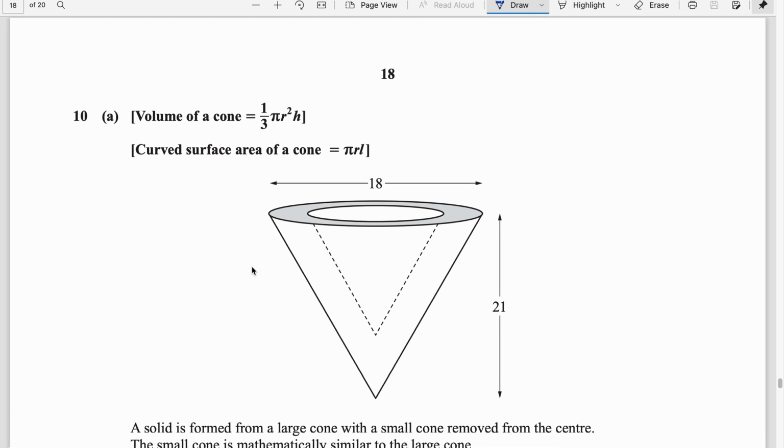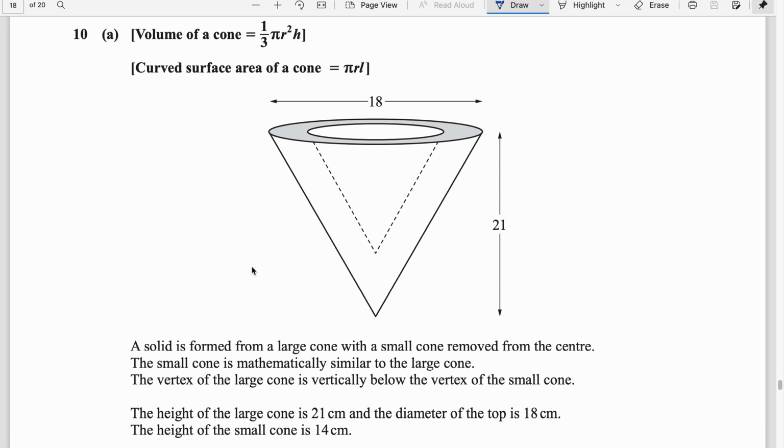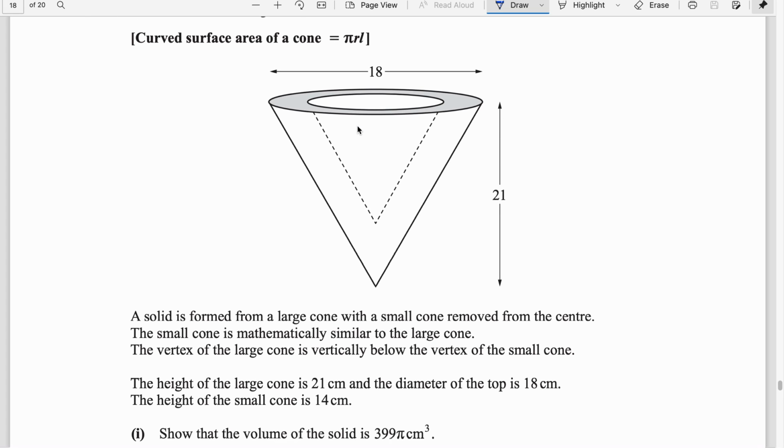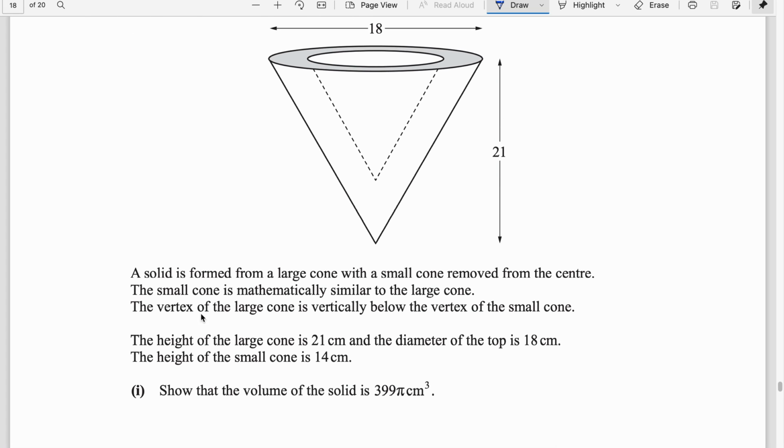Moving on, question number 10. Volume of cone, formula given. Curved surface area, formula is given. A solid is formed from a large cone with a small cone removed from the center. So this is a large cone and it is hollow inside.